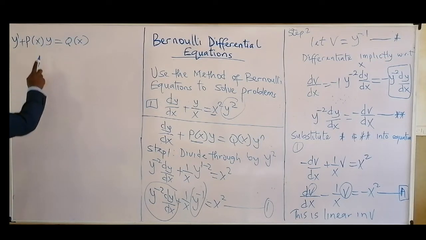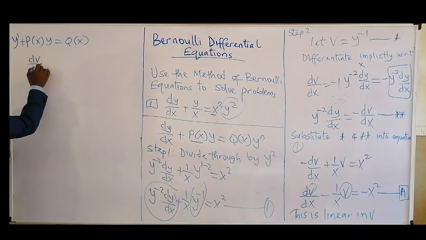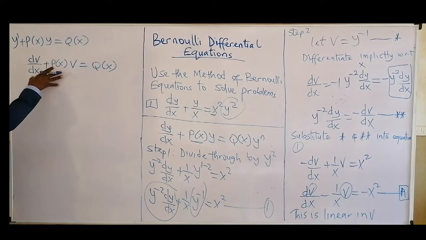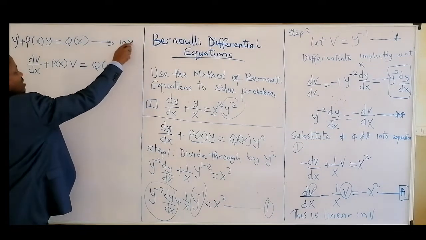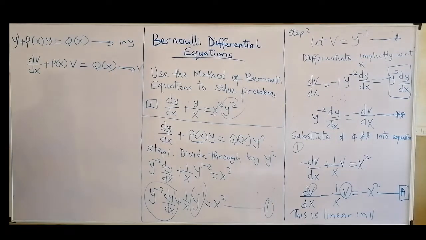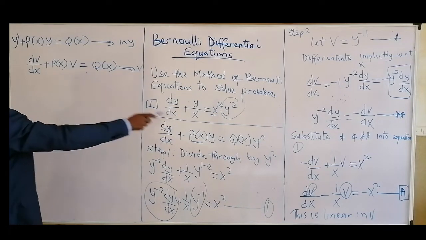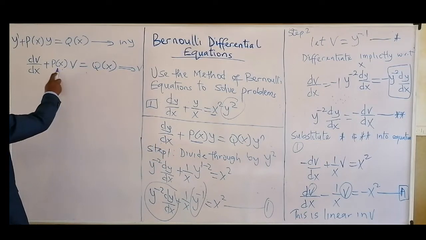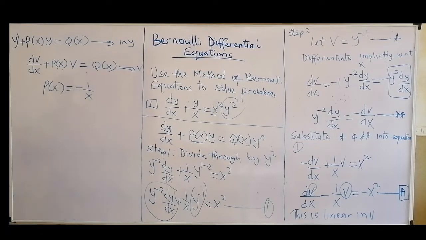Okay, so if I want to change it and write it linear in V, this will be dv/dx plus p of x v equal to what? Q of x. So this is linear. This is a standard form in what? In V. Okay, so correspond this linear differential equation in V to that equation A. That means the coefficient of your V is your P of x. So P of x is equal to what? Minus 1 over x.